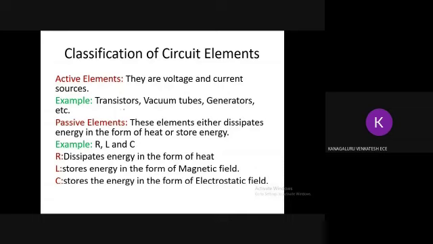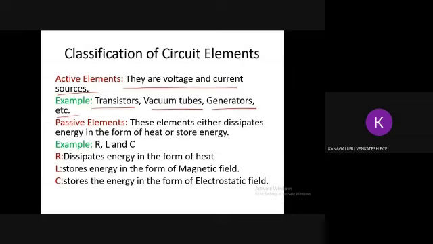Active elements are nothing but the voltage and current sources, because they are generators. Voltage is helpful to do some kind of operation, and current is also performing some kind of operation in the circuit. They are active, because of them only some kind of operation is happening in the circuit. They're not like power generators, we can say. Examples of active elements are transistors, vacuum tubes, generators, etc.